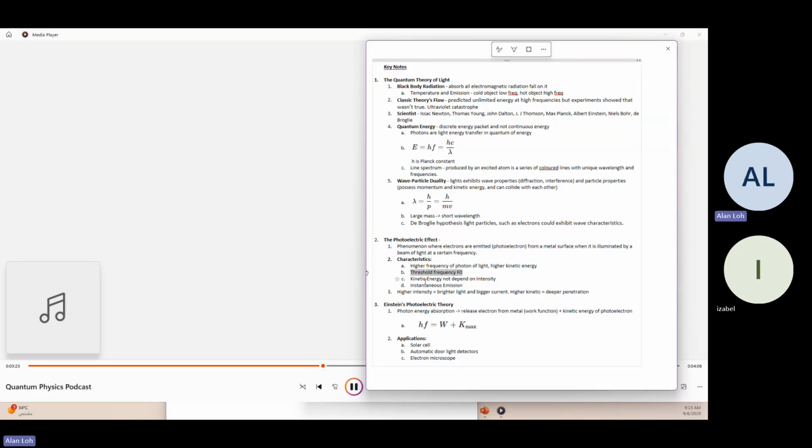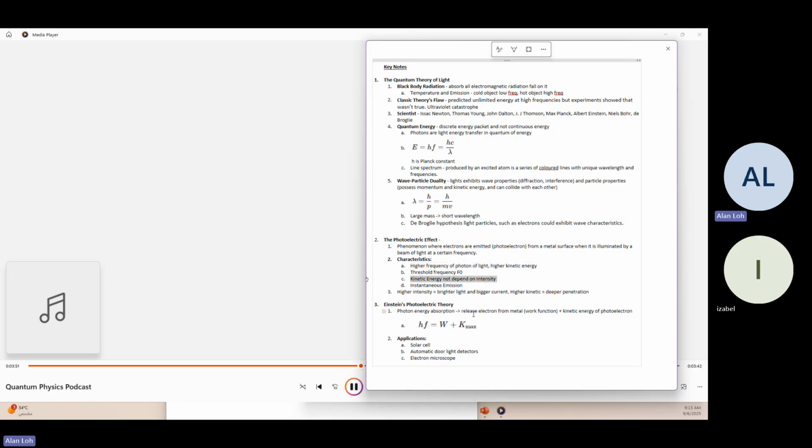Exactly. And second, the electrons came out instantly. No delay, even with very faint light. Classical waves should have taken time to build up enough energy to eject an electron. Okay, what else? The energy of the ejected electrons depended only on the light's frequency, not its brightness. Brighter light just meant more electrons, not faster ones. Classical waves suggested brighter light would mean more energetic electrons. It was all wrong. This is where it gets really interesting.